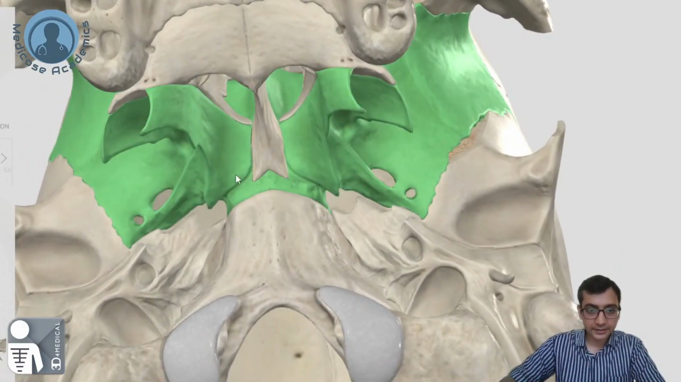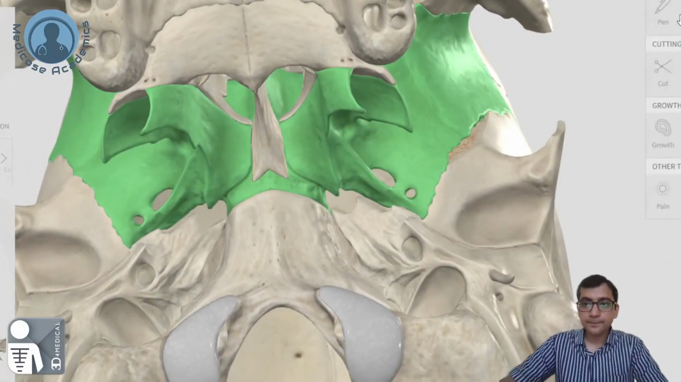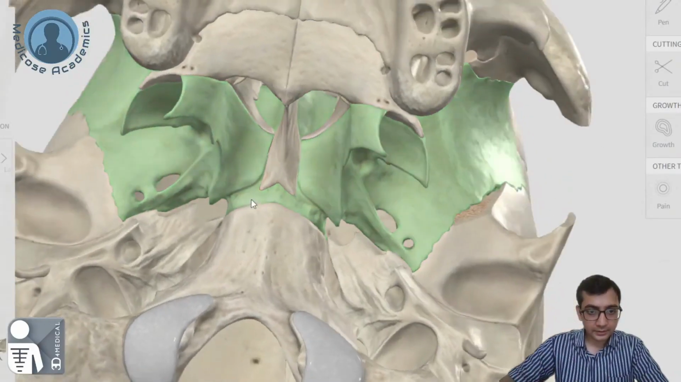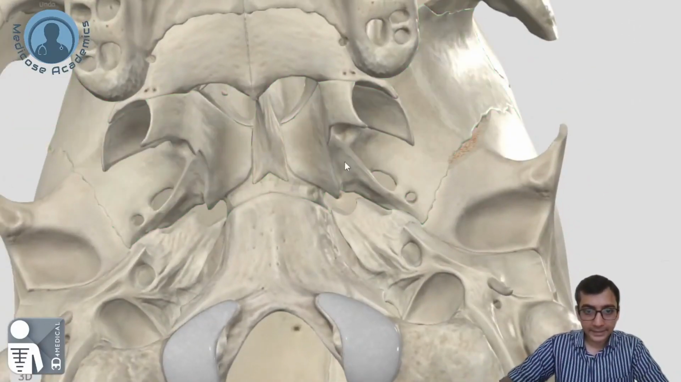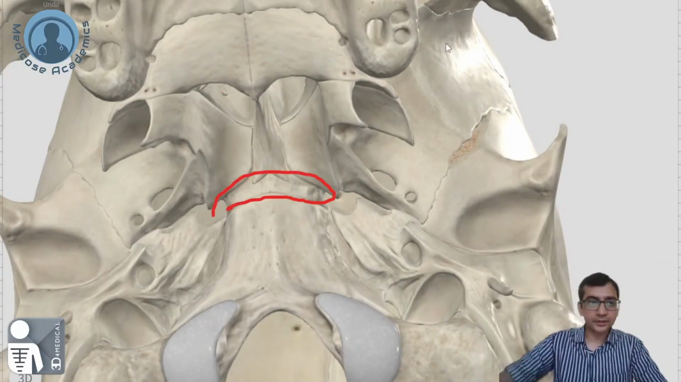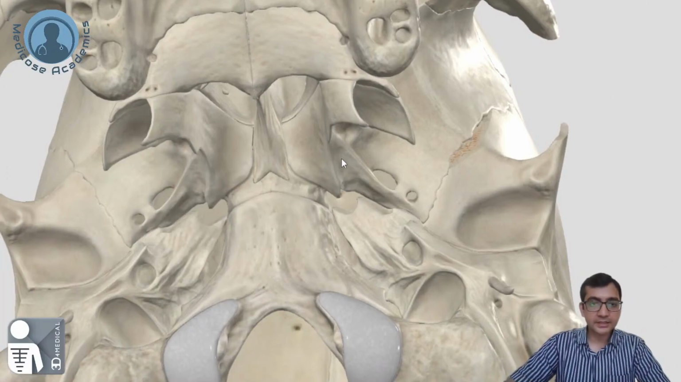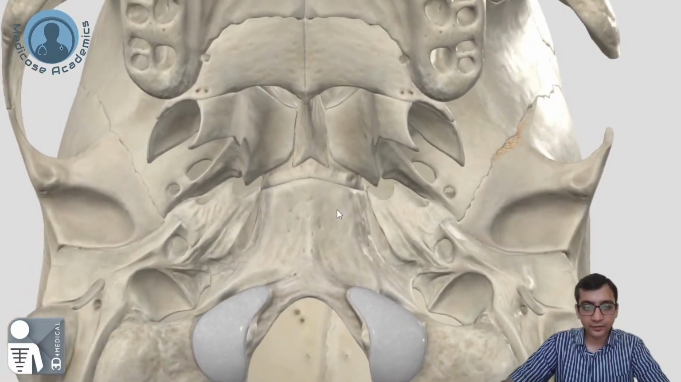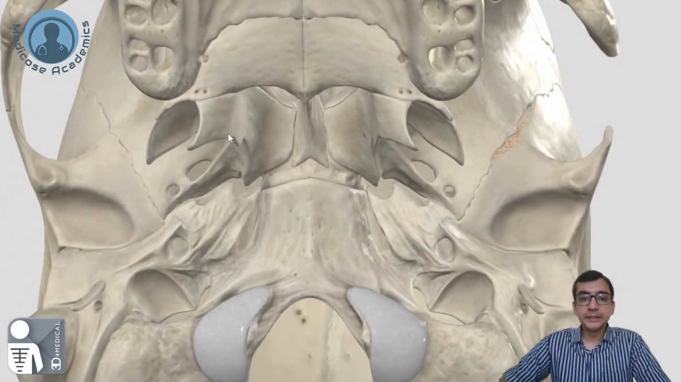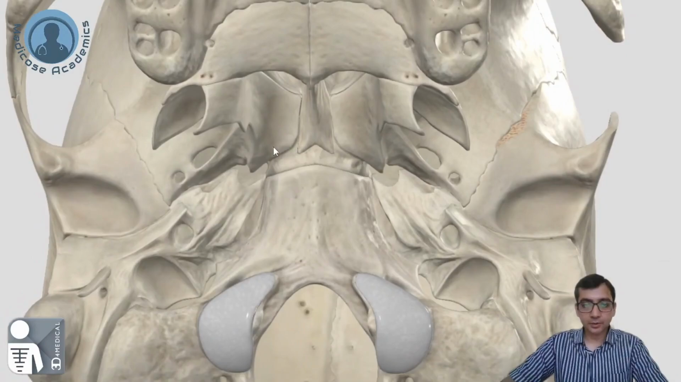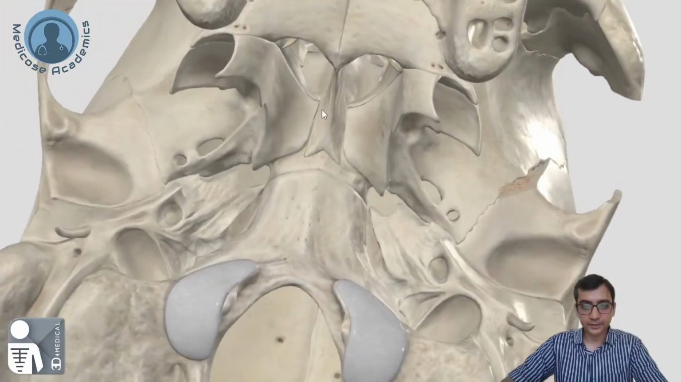And you see a part of the body of the sphenoid here, right where the mouse is. The suture is shown between this part and the base of the occipital bone, but in practice it's usually very vague and usually not seen. So that is about the sphenoid bone on the inferior aspect.